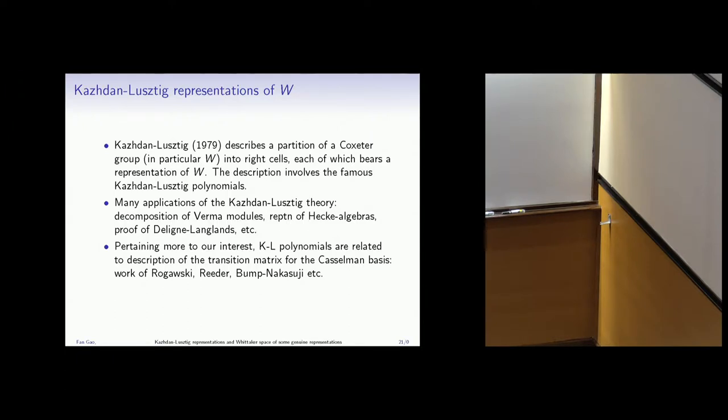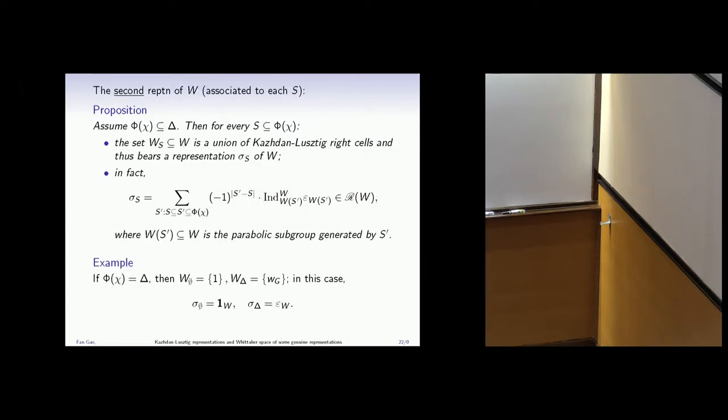For our purpose, the key observation is this. If you look at this regular unramified principal series, each constituent corresponds to a subset of reducibility. Now you look at this W_S, which gives you the set of twisted characters appearing in the Jacquet module of your pi_S. It turns out this set is not a random set. This set is a union of Kazhdan-Lusztig right cells, so naturally you will have a sum of Kazhdan-Lusztig representations attached to this subset. This is very abstract, but luckily we have a very concrete description of this representation. If you look at the form of this representation, it is essentially like an inclusion-exclusion principle.